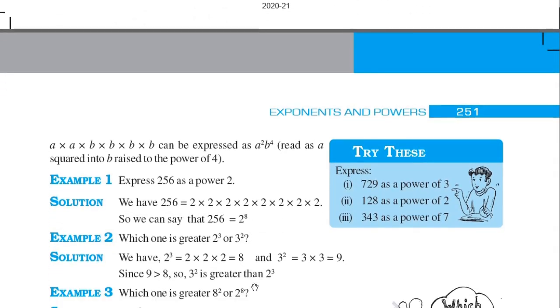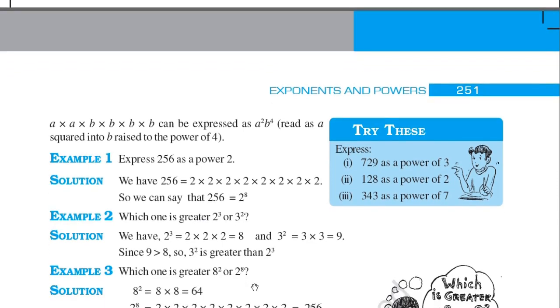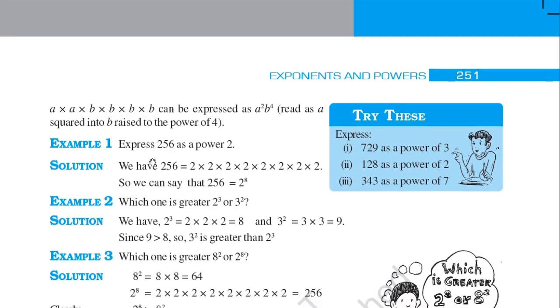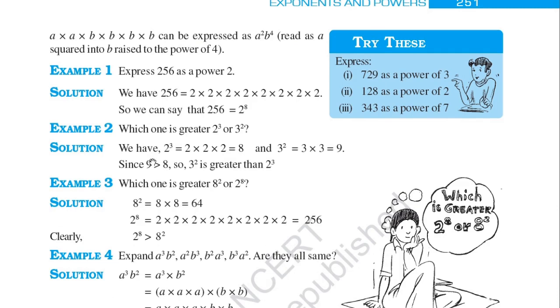A into a, b 5 times, that is a square, sorry, a 2 times and b 4 times, that is a square b to the power 4. So it can be read as a squared into b raised to the power of 4. So example number 1, express 256 as a power of 2. So you can write 256 as 2 into 2, 8 times, that is 2 to the power 8.